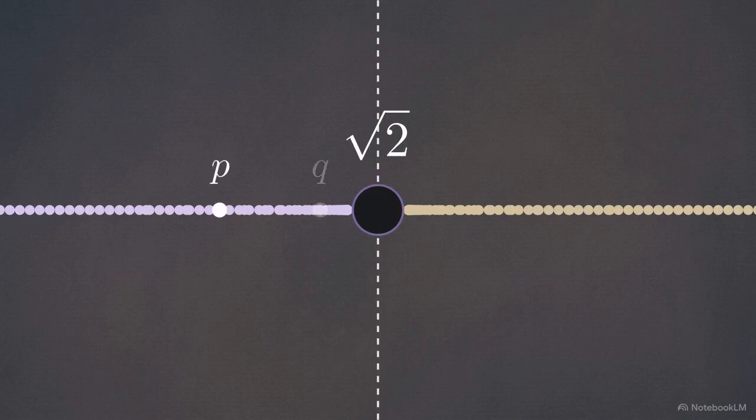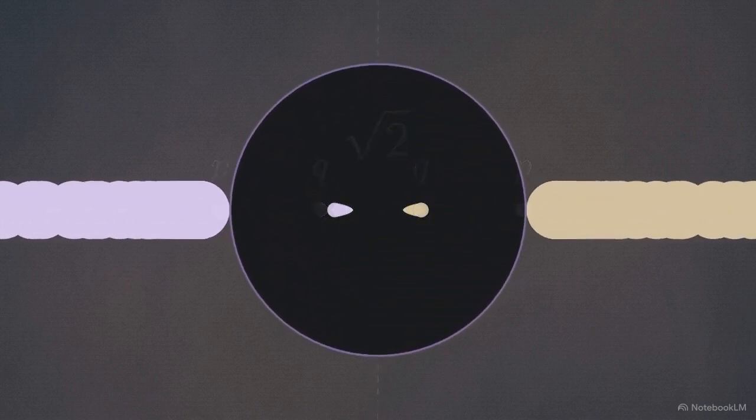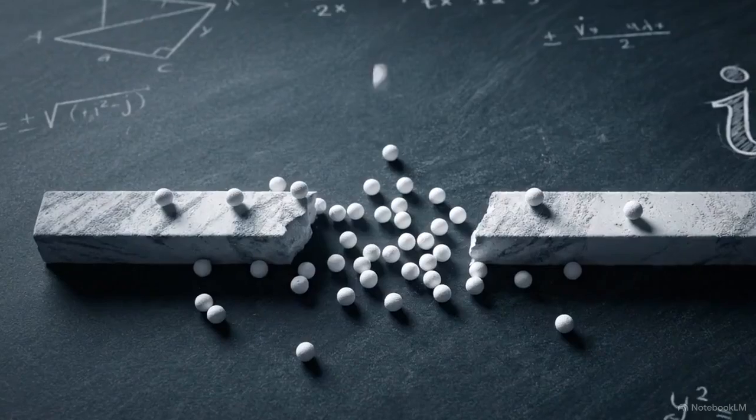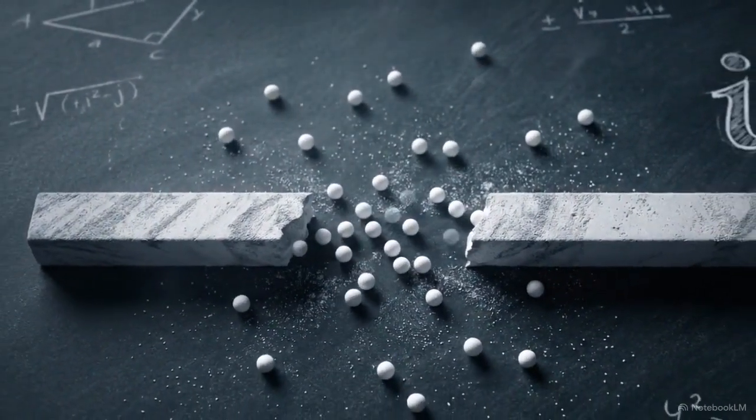Because fractions can always be subdivided, set A contains no absolute largest number, and set B contains no absolute smallest number. They infinitely approach the void, but never bridge it. The math proves that the rational number system is riddled with structural gaps, sitting exactly where the irrational numbers belong. This lack of completeness completely prevents the system from supporting the limit operations that are required for analysis.